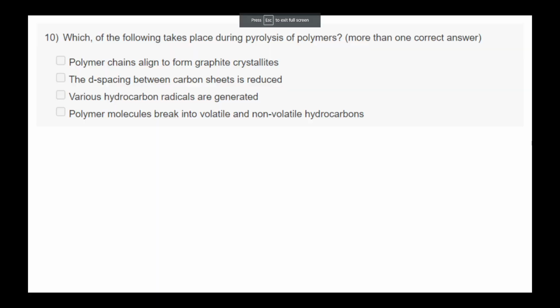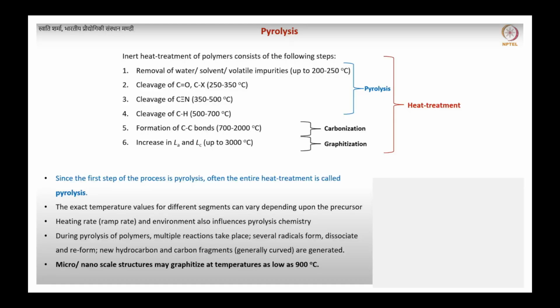So which of the following takes place during the pyrolysis of the polymer? Polymer chains align to form graphite crystallites, and the d-spacing between carbon sheets is reduced. Various hydrocarbon radicals are generated. Polymer molecules break into volatile and non-volatile hydrocarbons. So here, when you look at the pyrolysis.